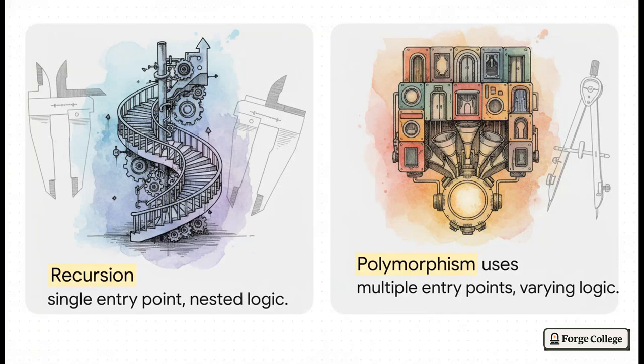So, think back to recursion. It's elegant. Single entry point, nested logic, keeping everything centralized. But let's be honest, it can be a headache. Today, we're stepping up to polymorphism. Yeah, it's a big fancy computer science word, but it really just means using multiple entry points with varying logic. We're essentially upgrading our engineering toolbelt to handle situations where we need similar behaviors across totally different inputs or across inherited contracts. It's a huge step up in flexibility.